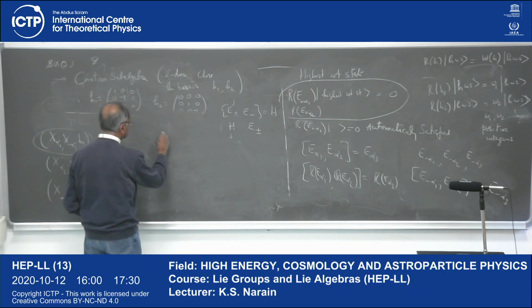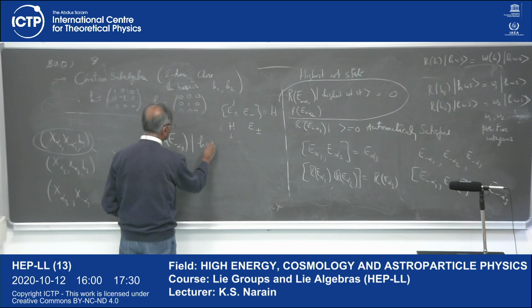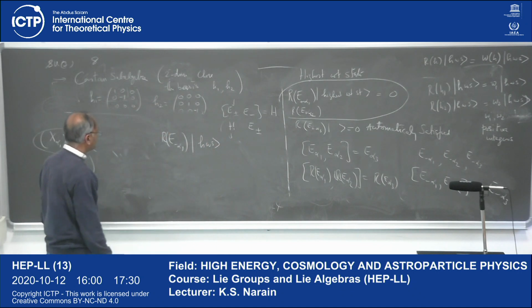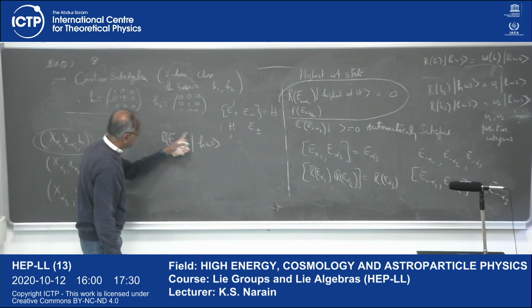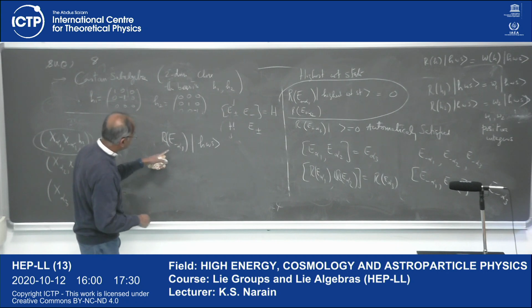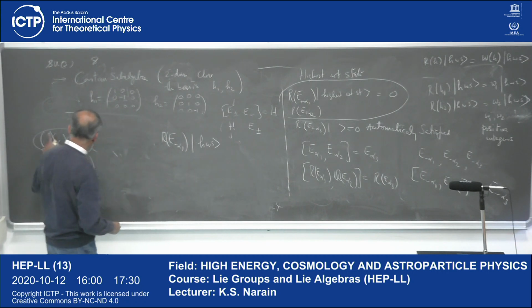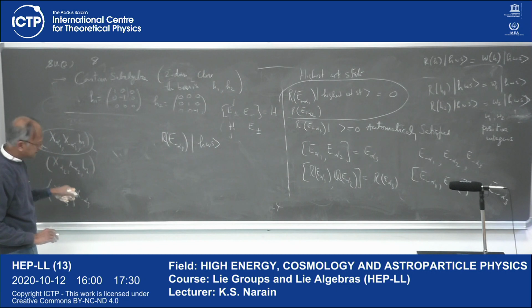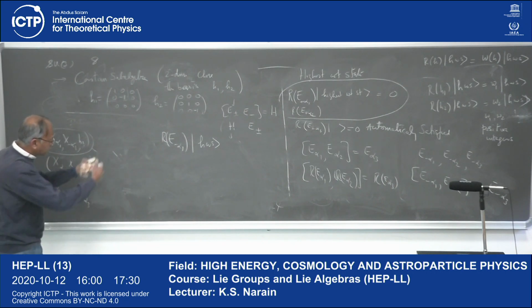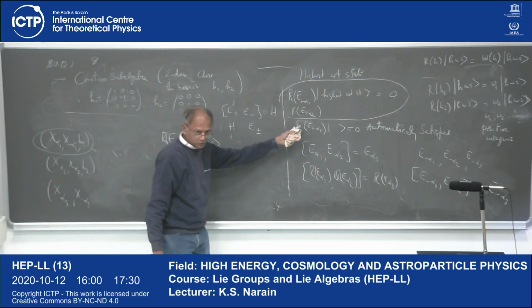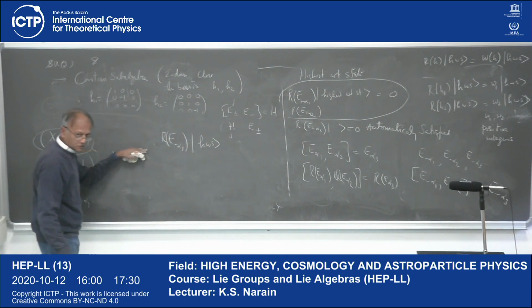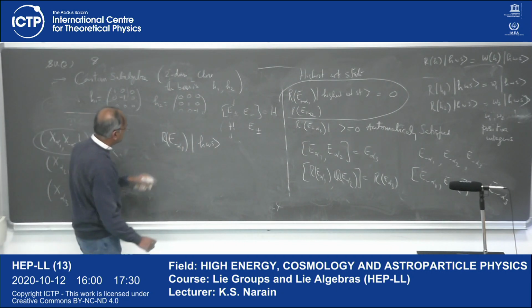So if I apply R(E minus alpha 1) on this state, okay, then we know this. Of course, we can say more things, but let's focus on just this SU(2) subalgebra. Of course, we also have to consider the other one, E minus alpha 2, but for the moment, let's focus on this. So start applying this here.